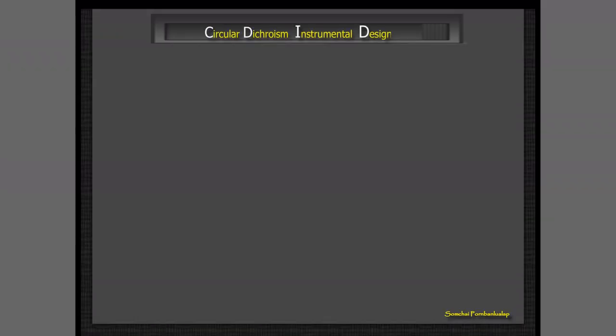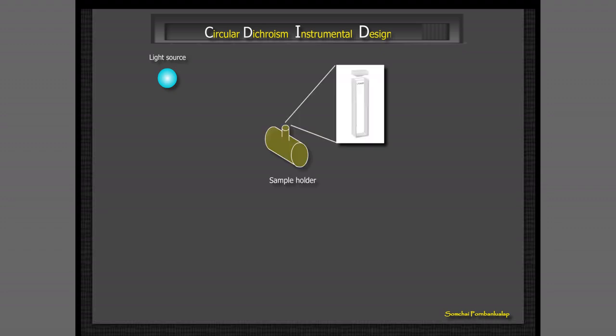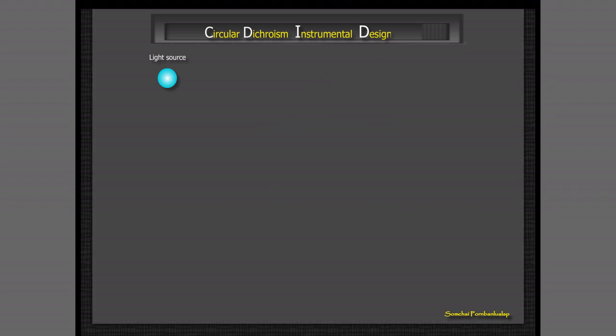After familiarizing ourselves with the nature of polarized light in my previous movie clip, let us now examine the design of CD spectroscopy and the principle that gives rise to a CD spectrum. A CD spectrometer consists of three main components: a light source, a sample held in a cuvette, and a detector with a recording system. First, light source.